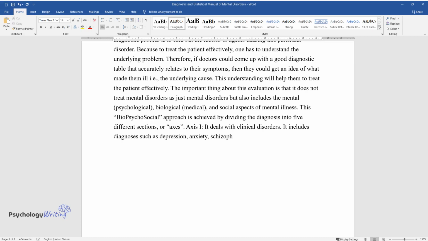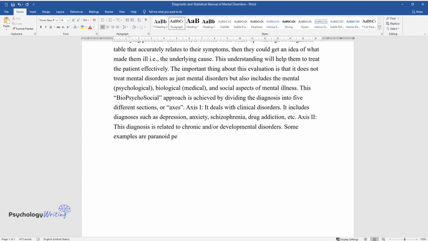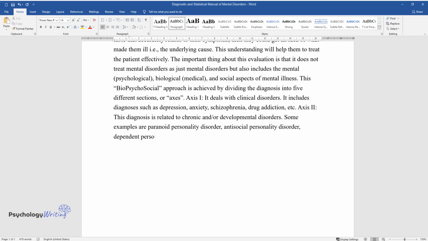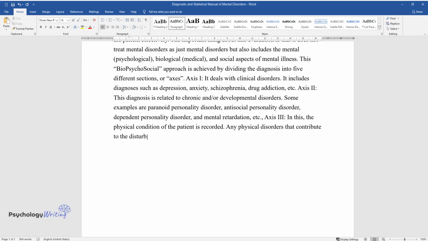Axis II: this diagnosis is related to chronic and/or developmental disorders. Some examples are paranoid personality disorder, antisocial personality disorder, dependent personality disorder, and mental retardation, etc. Axis III: in this, the physical condition of the patient is recorded. Any physical disorders that contribute to the disturbance of mental health are noted here.